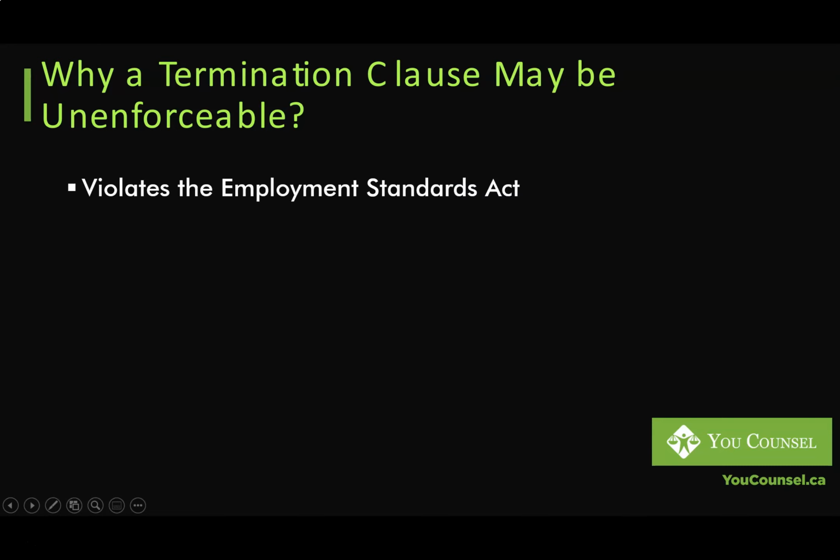One of the reasons could be that the termination clause violates the Employment Standards Act in Ontario. If you are in a different province, and the termination clause violates that specific provincial legislation, then that termination clause could be considered unenforceable. So one of the things with respect to the ESA, the Employment Standards Act in Ontario, is that an employer and employee cannot contract out of the ESA.